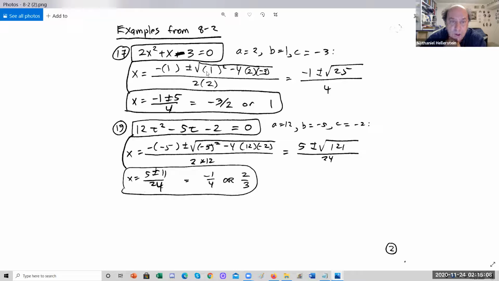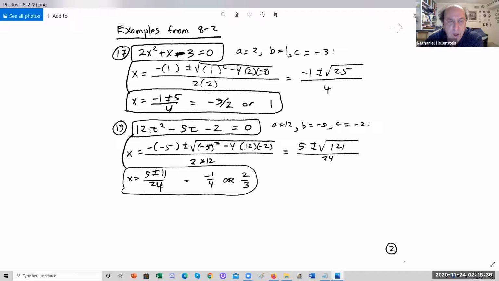All right, 1 squared is 1, minus a negative is plus, 4 times 2 times 3 is 24, 1 plus 24 is 25, and twice 2 is 4. So negative 1 plus or minus root 25 over 4. Now, okay, root 25 is 5, so we have negative 1 plus or minus 5, that divided by 4, which comes out to negative 3 halves, or 1. So those are the two solutions. And it's easy enough to check that they work.